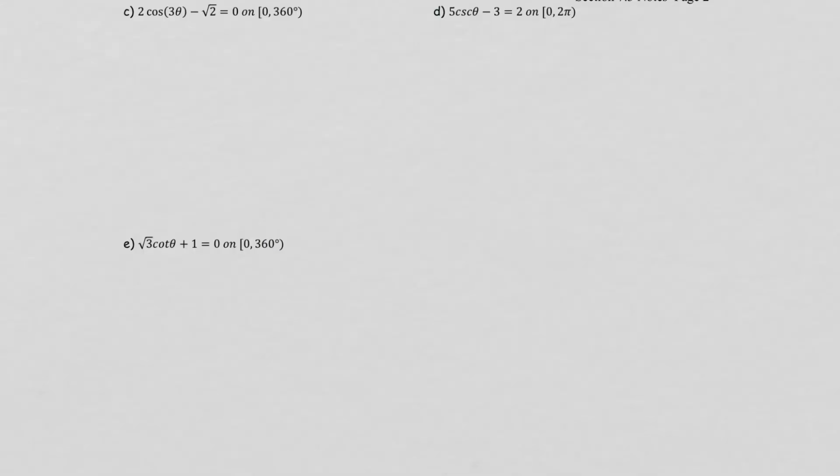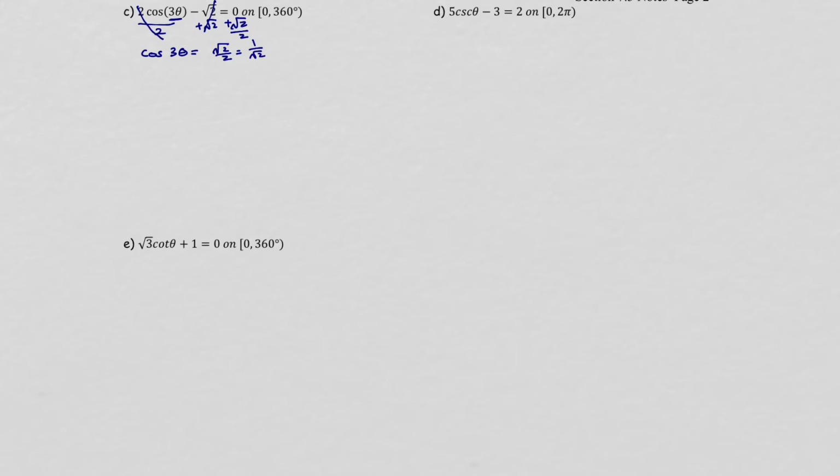What about C? You see 3 theta. So let's find the 3 theta value first by isolating, or get rid of everything else. So first you're going to add square root of 2 to both sides. And then I guess you need to divide both sides by 2. So you get cosine 3 theta equals square root of 2 over 2. And this is a rationalized value, so that will be the same as 1 over square root of 2, right?